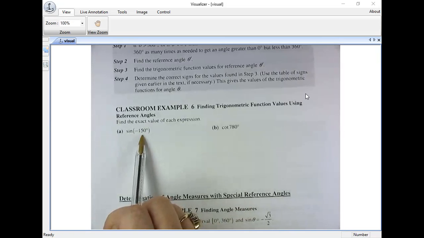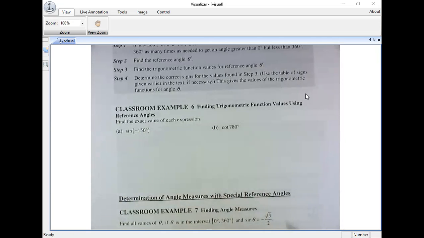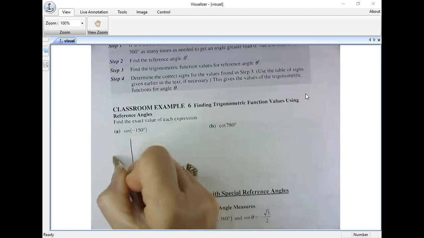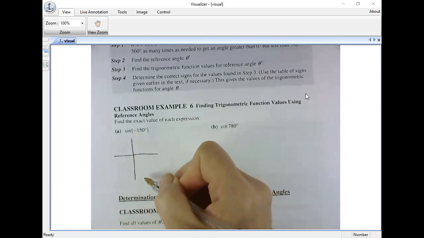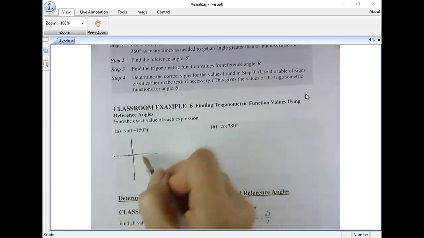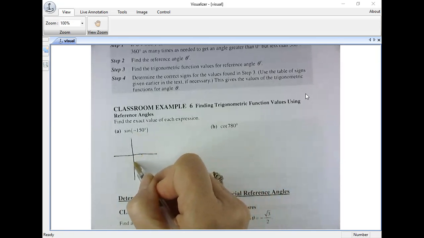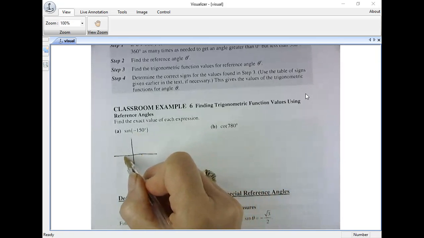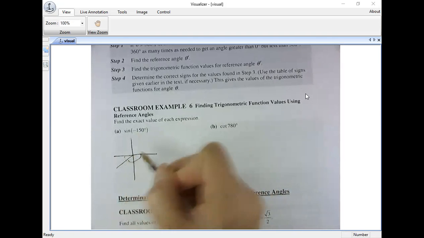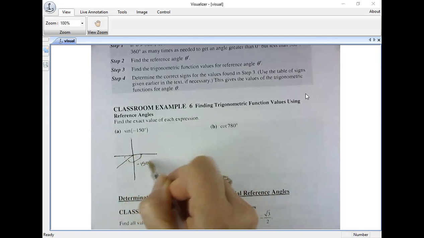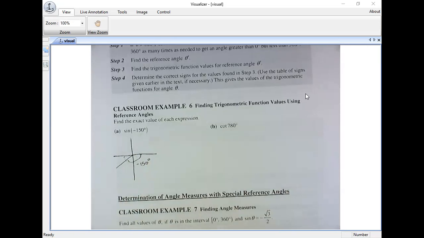I'm not moving counterclockwise, I'm moving clockwise. So that means this thing isn't going to end up where positive 150 would be. If I'm moving in a negative direction, which quadrant will I be in? I'm going to be in quadrant 3 because this would be negative 90. This would be negative 180. So I'm probably somewhere in there if this is a negative 150 degrees.